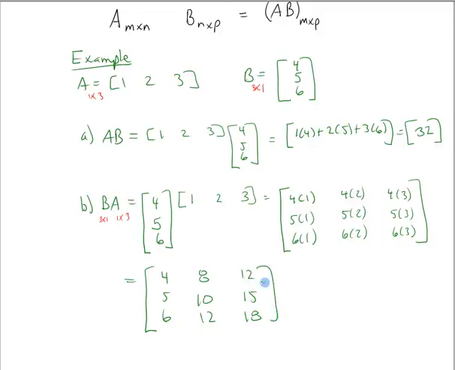This definitely does not equal 32. This is a 3 by 3 matrix. This is a single matrix or a single element matrix. So order does matter when you're multiplying matrices. So for matrices, AB does not equal BA. So make sure you keep that in mind. Order matters when you're multiplying matrices.